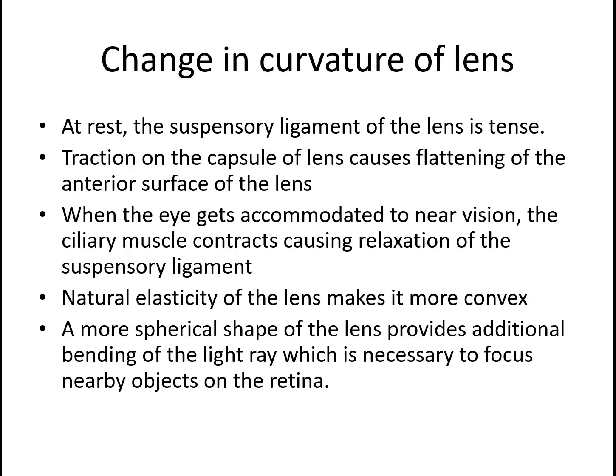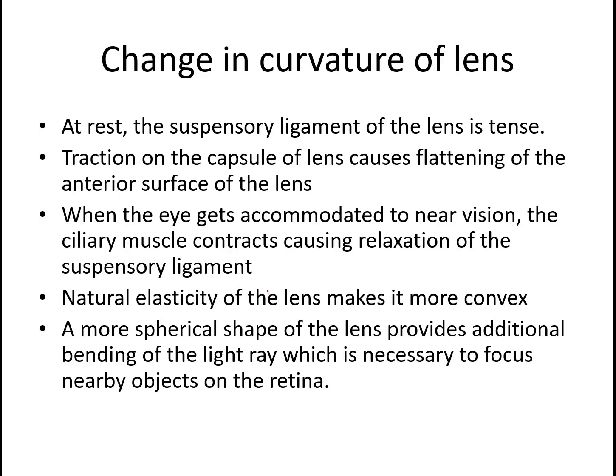So when the eye gets accommodated to near vision, when a person is trying to see the near object, what happens is the ciliary muscle will contract now. This contraction of ciliary muscle causes relaxation of the suspensory ligament of the lens. So now the natural elasticity of the lens is to become more and more convex. So a more spherical shape of the lens provides additional bending of the light rays which is necessary to focus the nearby objects on the retina. So now when a person is trying to see a closer object, the power of the lens should increase. So the power increases when it becomes more convex.